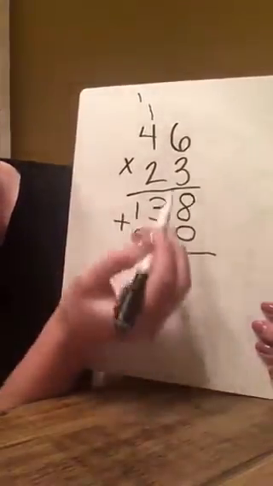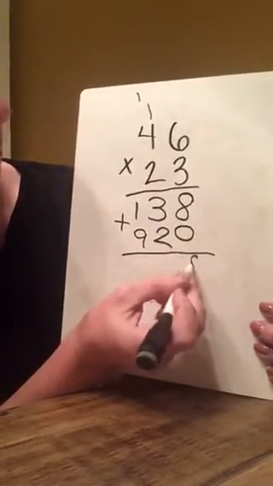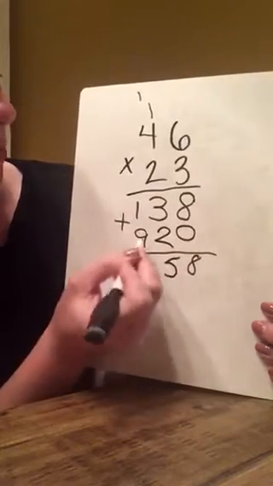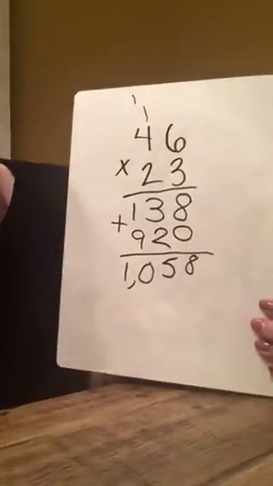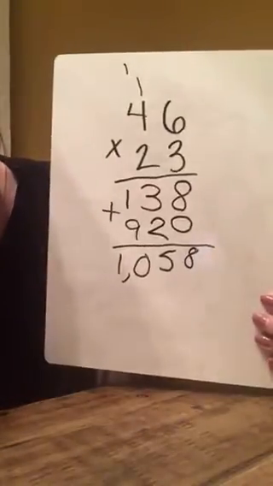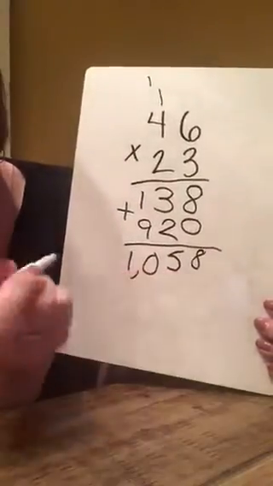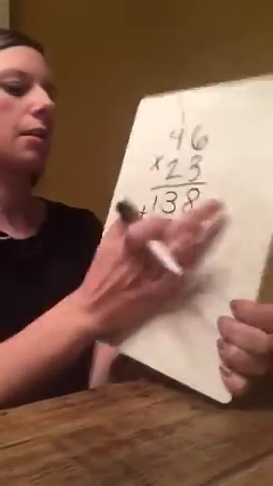After we multiply, we're going to add up our numbers. 8 plus 0 equals 8. 3 plus 2 is 5. And 1 plus 9 is 10. Okay, so your answer to this problem, 46 times 23, is 1,058. It looks a little funny because I'm trying to write sideways. But there's that, okay? I'm going to do one more.